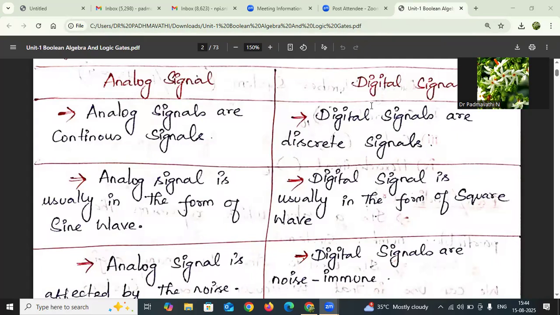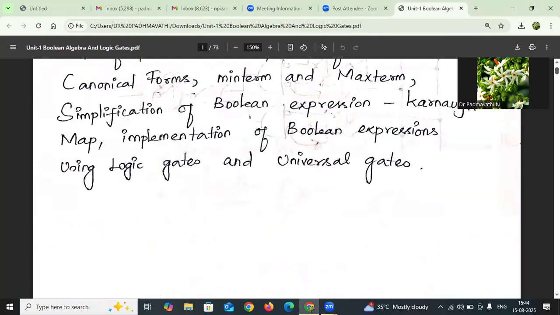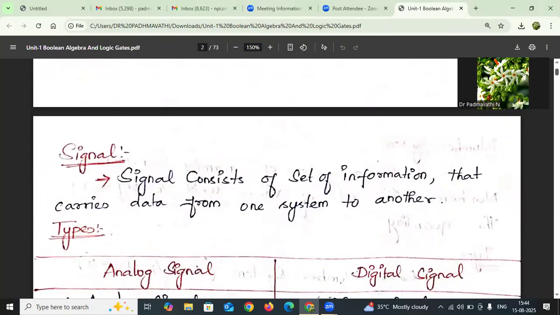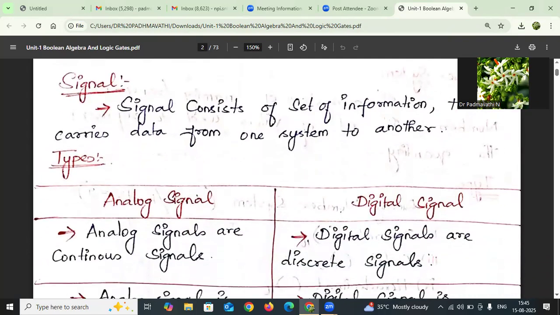So first we should know what a digital signal is and what an analog signal is. Before that, what do you mean by a signal? First we have to know that. A signal is nothing but a set of information that carries the data from one system to another system, and signals can be classified into two types: analog signals and digital signals.